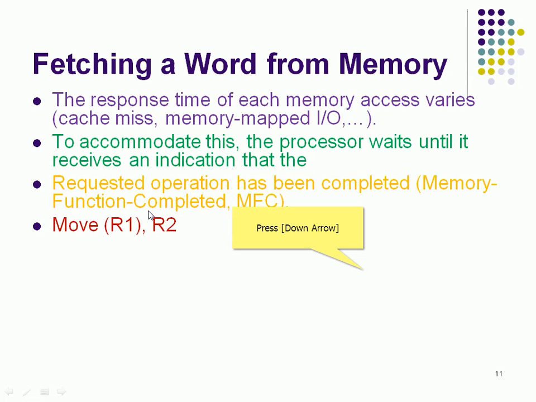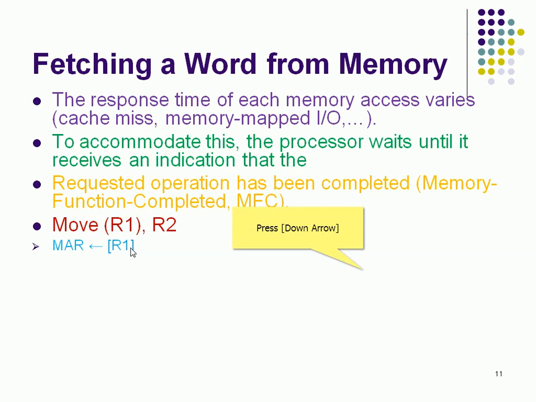So move (R1), R2. What is R1? The brackets mean the content of R1. So move the contents of R1 to R2 means R1 has some address, and with the help of that address we have to go to the memory, search and bring that content. So that is a read operation, right? Move the contents at the memory location in R1 and put it into R2. So that is a memory read operation.